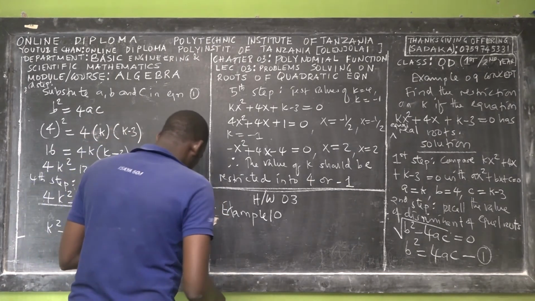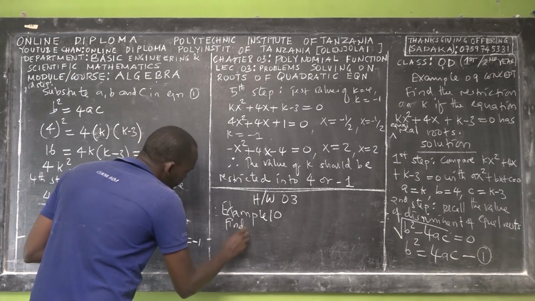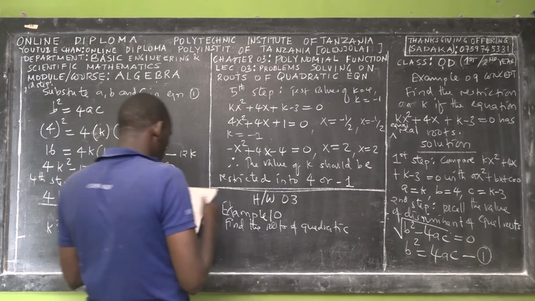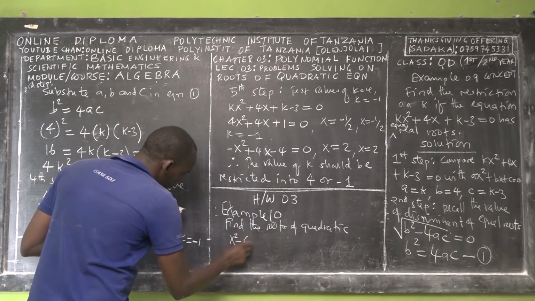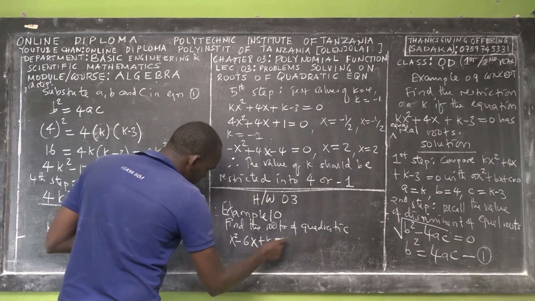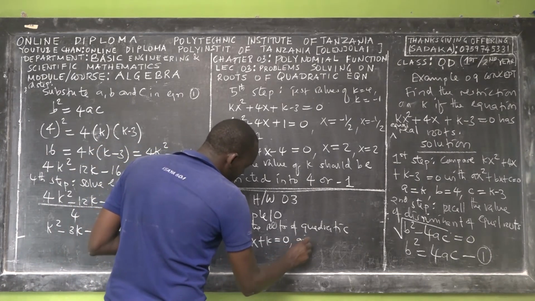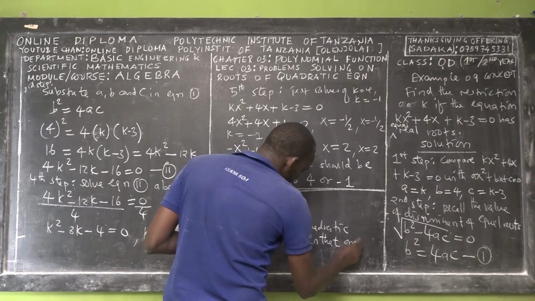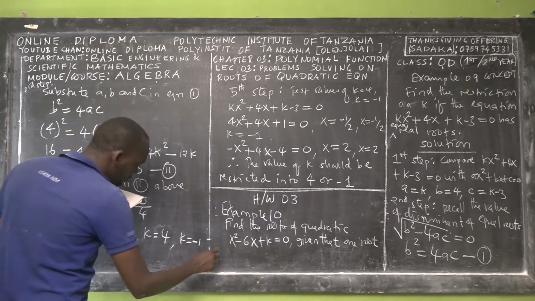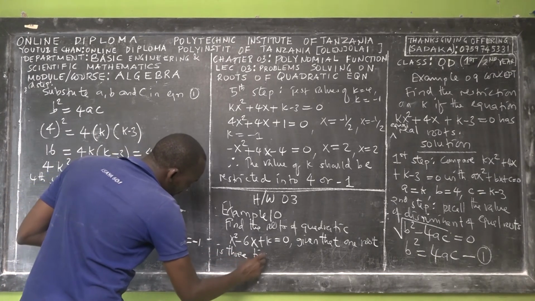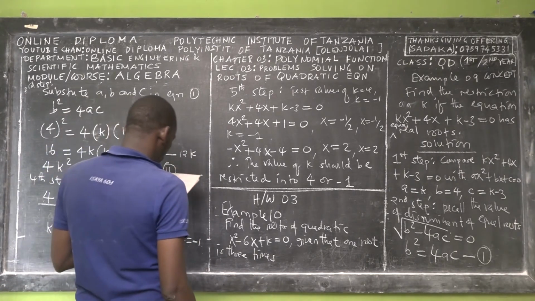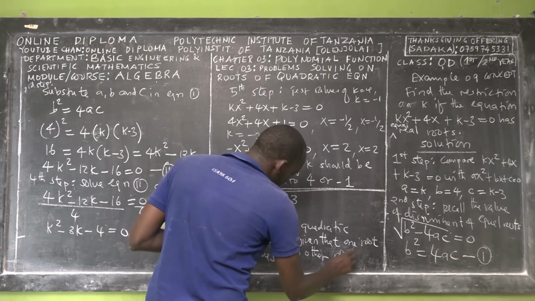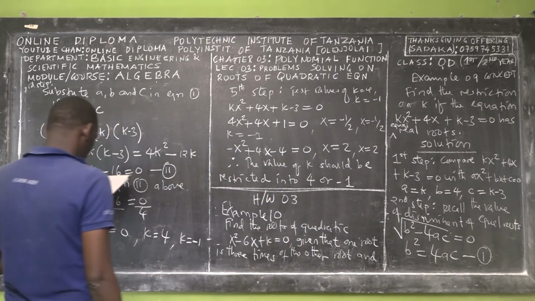So the first question, example 9, is find the roots of quadratic equation x squared minus 6x plus k is equal to 0, given that one root is 3 times the other root, and k is constant.